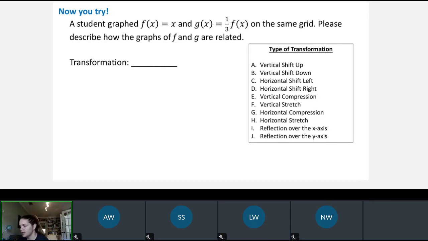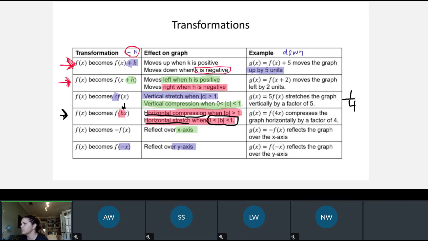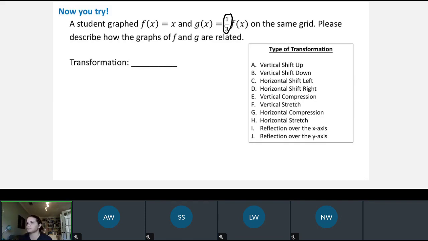A student 1/3. How are these two graphs related? Okay, so we've got a number outside of the function, and this number is between 0 and 1. Let's look at our rules. A number outside, that's this third one. Number outside the function, the number is between 0 and 1. So this would be a vertical compression. Let me go back to it. There we go. Okay. Transformation would be the letter E, vertical compression.